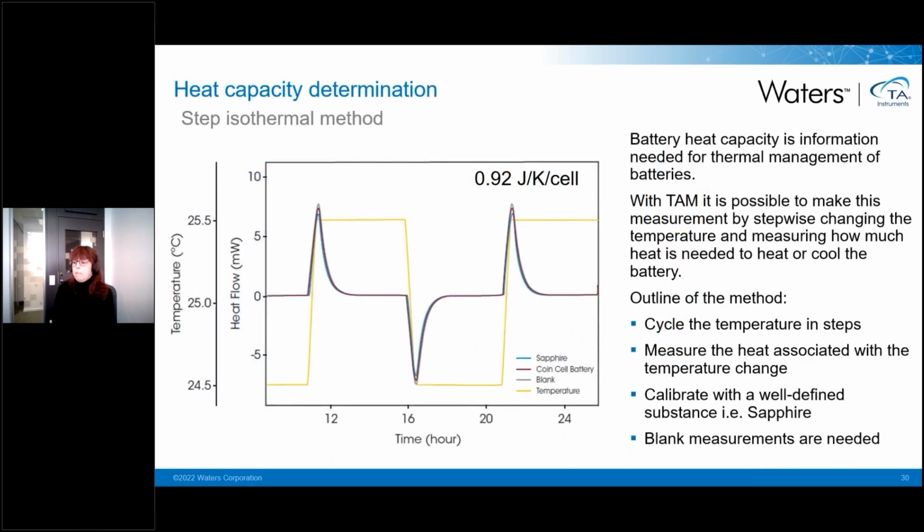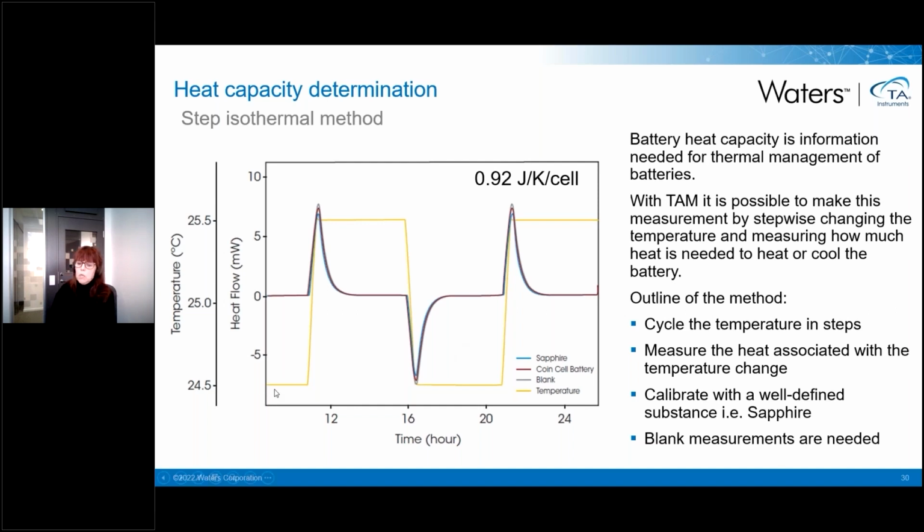And then heat capacity is important. We just heard that you can do specific heat capacity measurements on individual materials, but in the TAM, you can also measure the heat capacity of the whole battery. In many cases, you will calculate the battery heat capacity from the ingoing materials, but it's also possible to measure this by doing the step isothermal method.